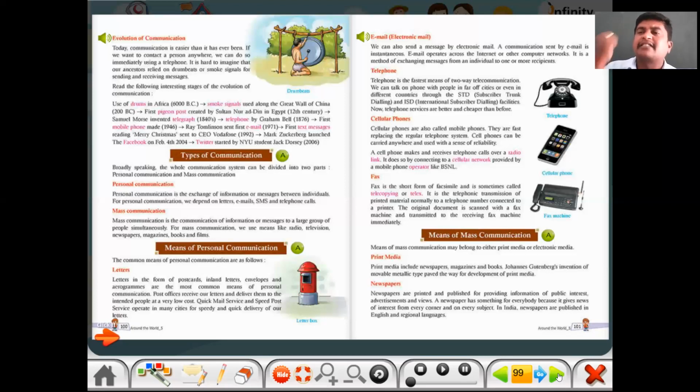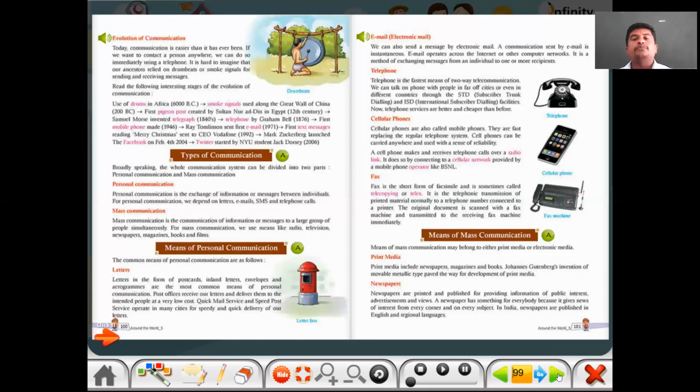What is meant by mass communication? Mass communication is used to send information or a message to a large group of people simultaneously. For example, in WhatsApp, you might have some groups. Once you type a good morning and post it, it will reach all 250 people in the group. It even depends upon the strength of the group, right? So this is called mass communication.